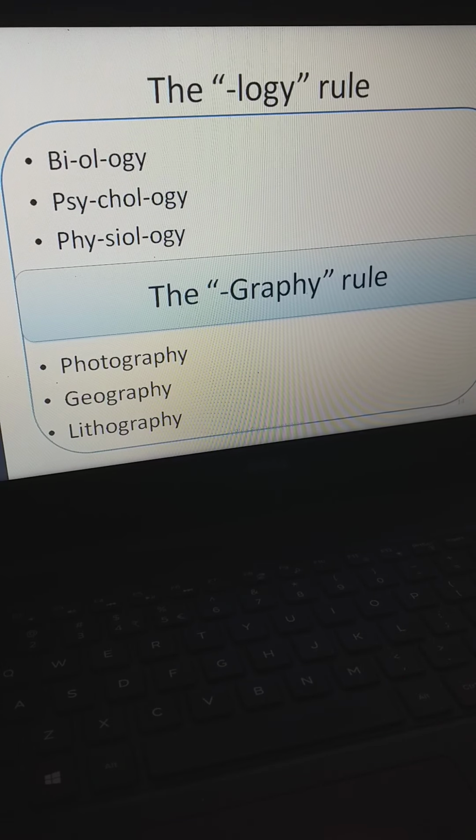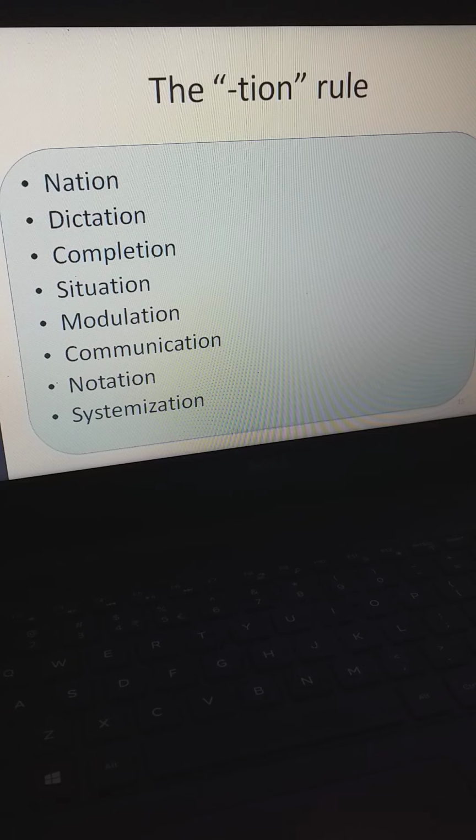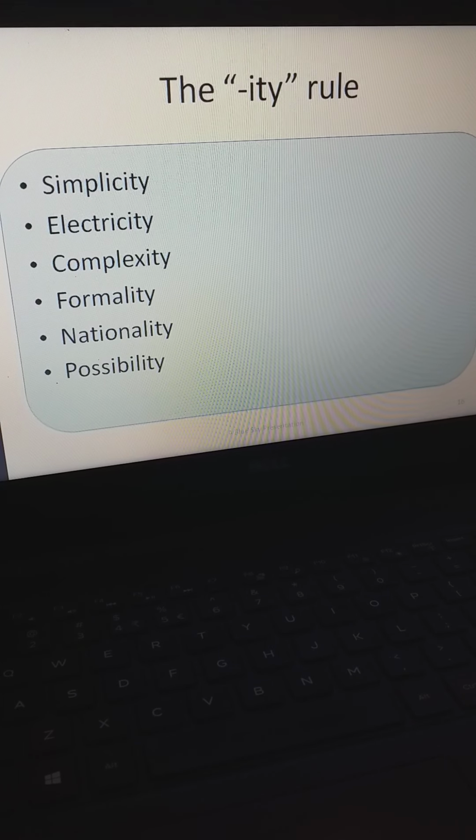LOGY rule: biology, stress just before LOGY, psychology, physiology. GRAPHY: photography, geography, lithography. Similarly, the TION rule is already mentioned. The TI rule: simplicity, just before TI. Electricity, complexity, formality, nationality, possibility.